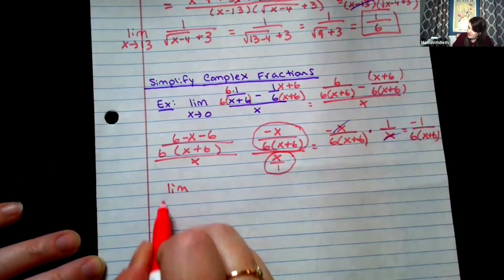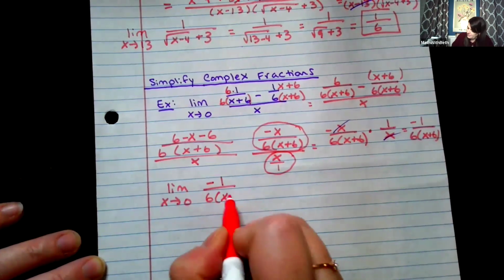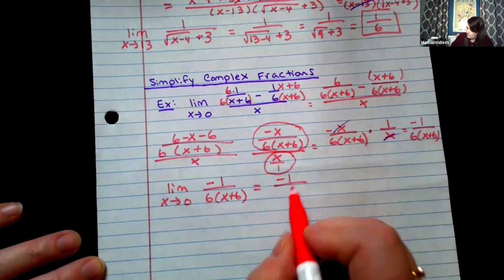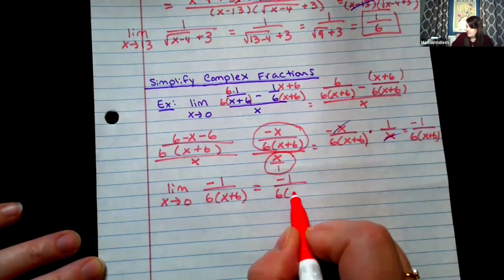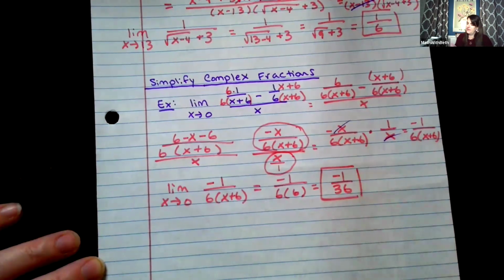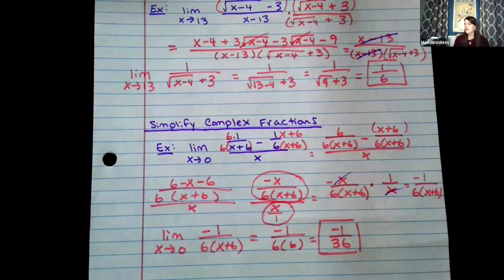So now if we want to take the limit, we would plug in the 0, and that would give us negative 1 over 6 times 0 plus 6. So negative 1 over 36. So this one definitely involves a lot of algebra skills as far as reducing rational expressions, getting common denominators, and remembering that you can always divide by switching it to keep, change, flip. Hopefully that helped, and I will be doing some more videos on limits really soon.